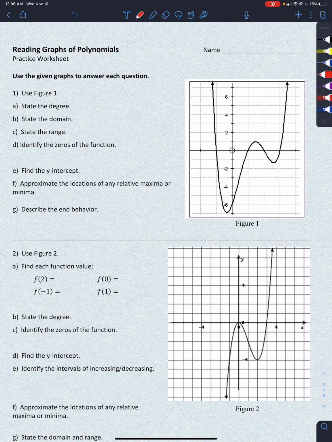On the back table, there are 3 packets that you guys should pick up. The blue one, the yellow one, and the pink one. And please be careful because there are some green ones back there as well for one of my other classes. But again, you will need the blue, the pink, and the yellow. And today we're going to be working on the blue one.